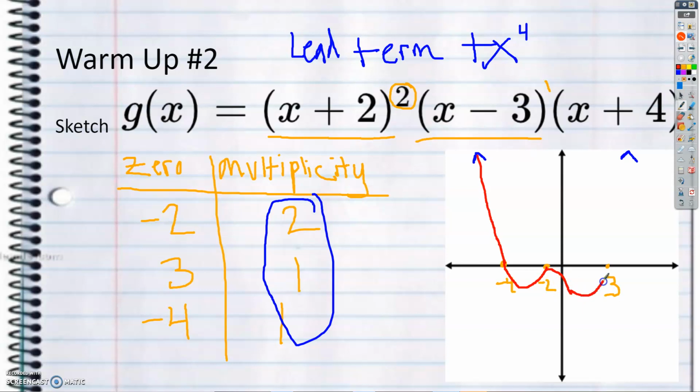So now I'm just going to round it back up. My next x-intercept is a positive 3. My multiplicity is 1, so it's just going to go straight through like that. So it should be, I guess you could say, a W.